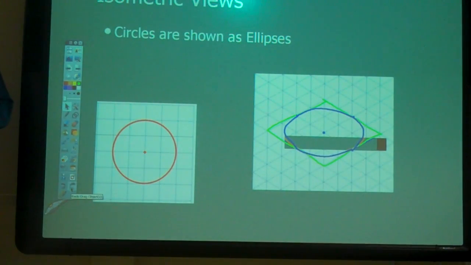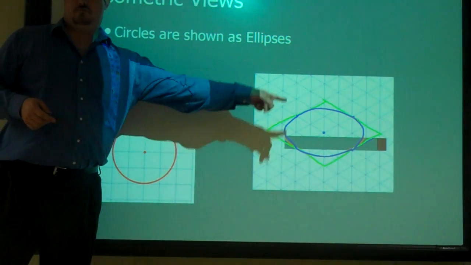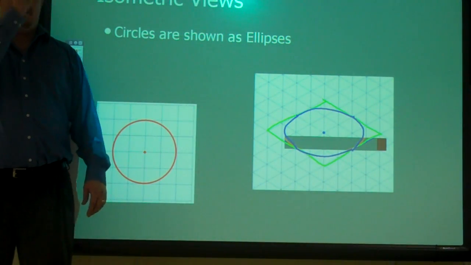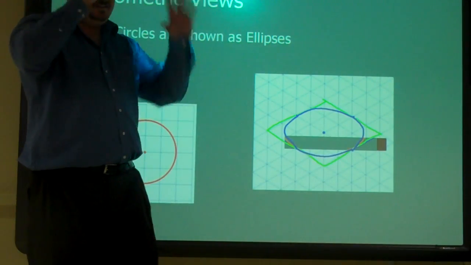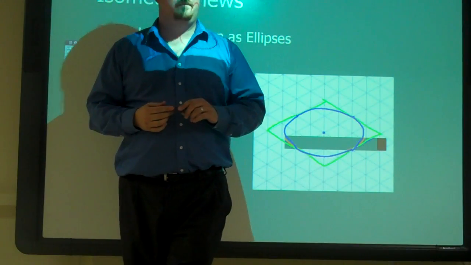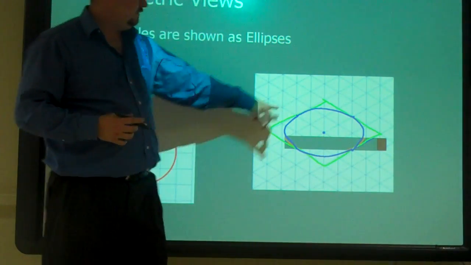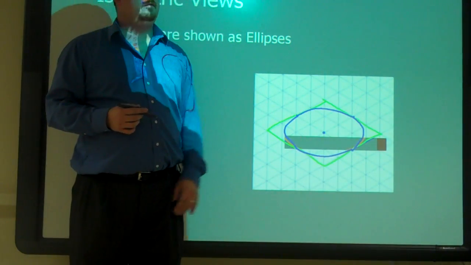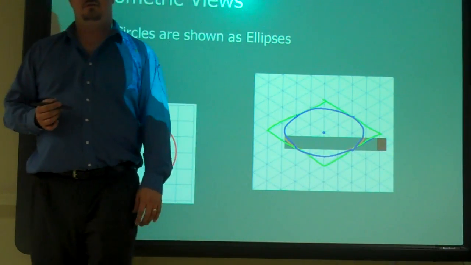So if you can't afford an ellipse template, see if you can borrow one from a friend, or just sketch it in real lightly a couple times so you can see if you can get it kind of even, and then darken it in, okay? So you can see the general shape of it. Questions?